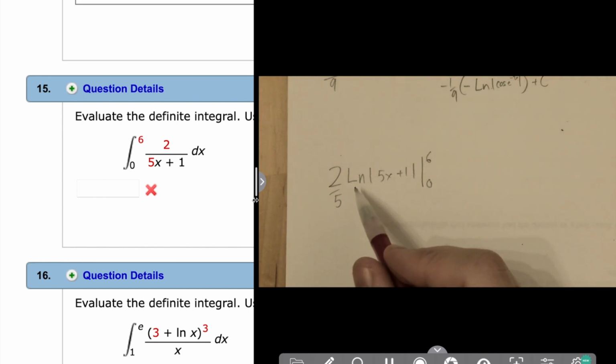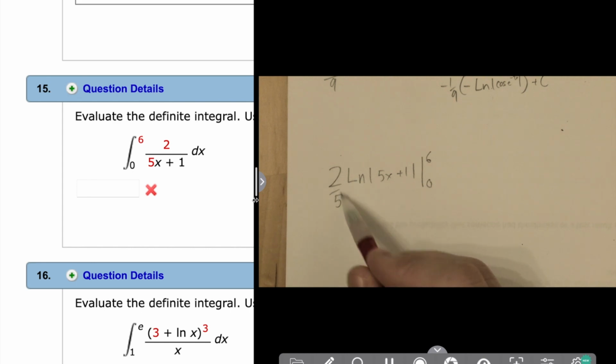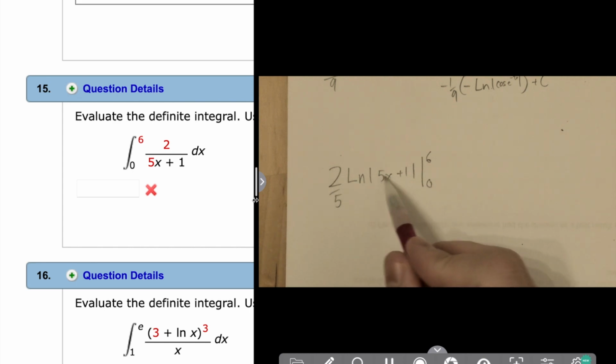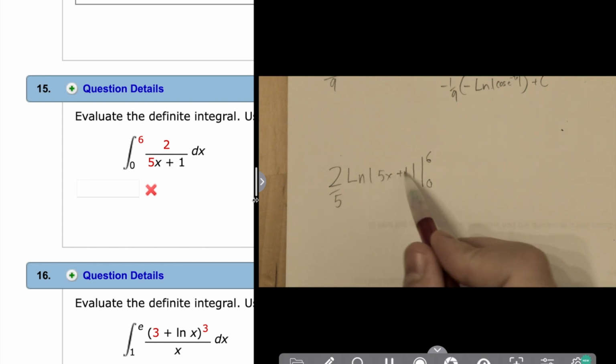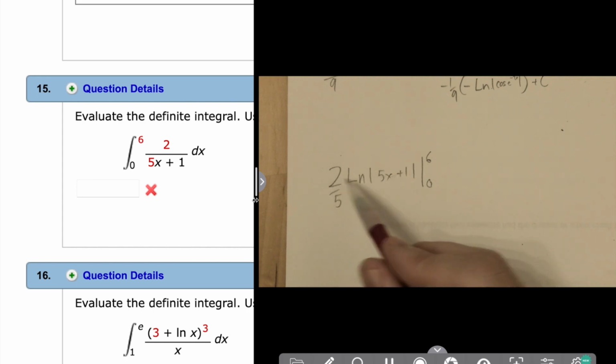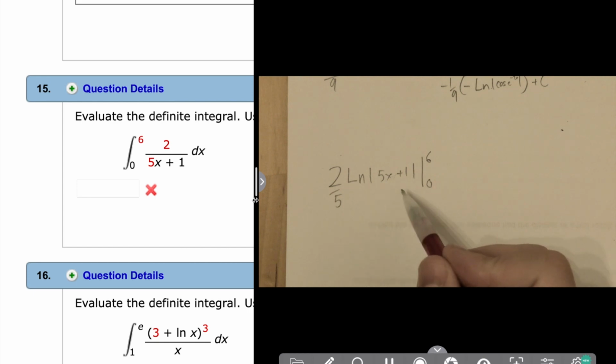So, again, I'm going to double check myself. I'm going to have a 2/5. I'm then going to have a 5 multiplied to the numerator, which will cancel with those. And then I would have a 1 over that original content. So it would be 2 over 5x plus 1. So yes, I have got the derivative right, but it's time to evaluate this.